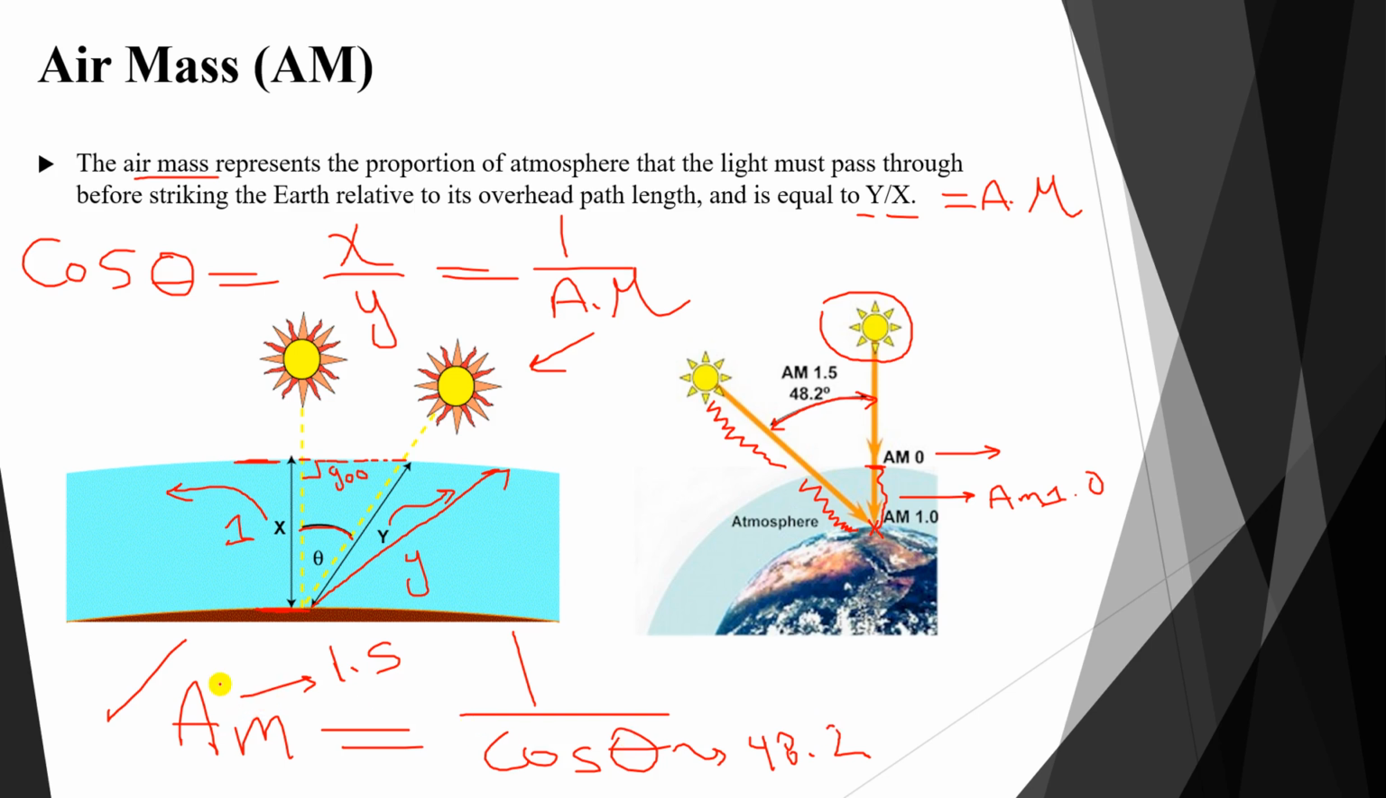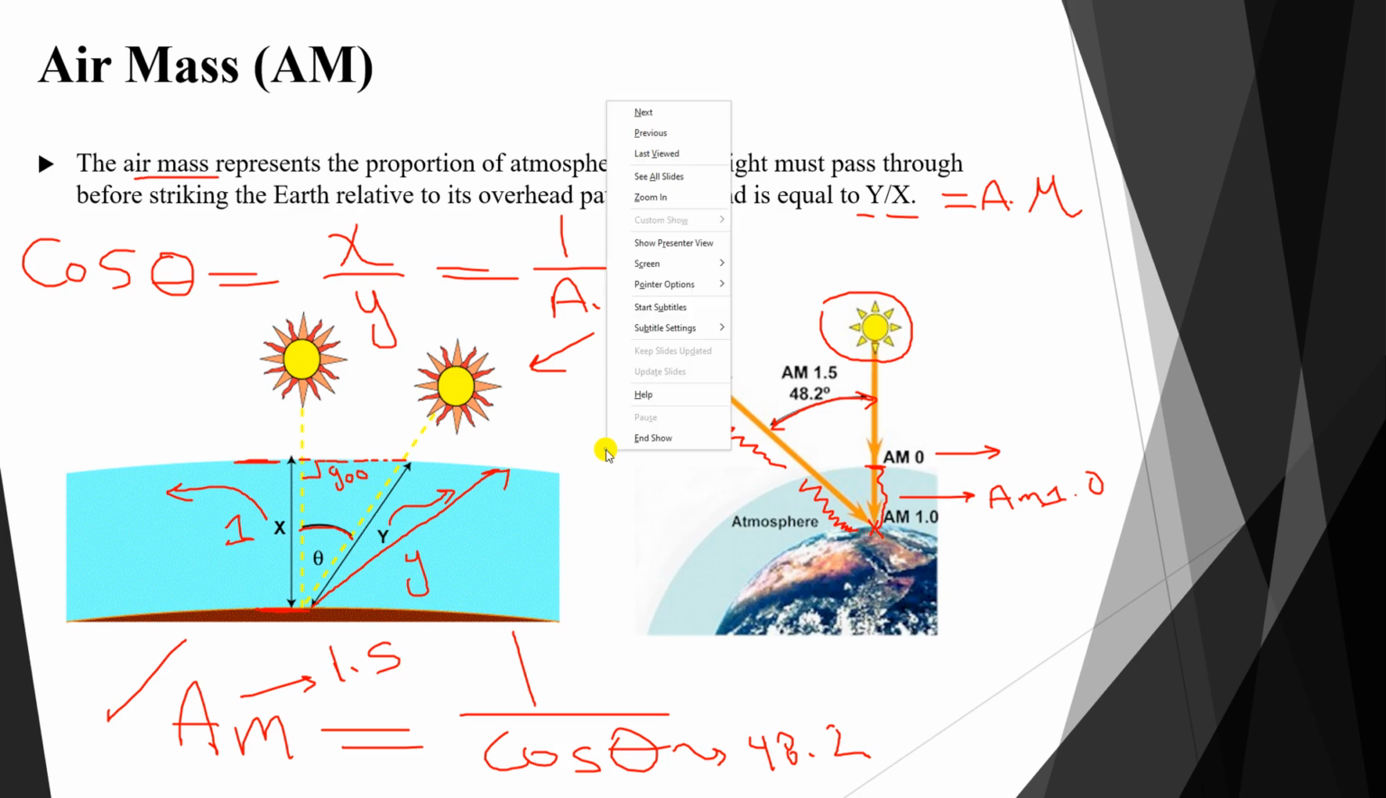So when you see on the panel that the measurements are taken at air mass of 1.5, it means that the angle between the vertical and the current position of the sun is 48.2. Does it really matter in anything? No, it doesn't matter. This is just for your own knowledge. So when you see air mass 1.5, you understand what this means.